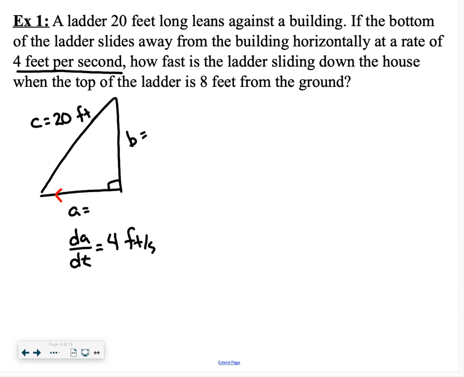Now it says, how fast is the ladder sliding down the house? So this ladder, the leg is being kicked out, so it means this top part is being slid down the house. When the top of the ladder is 8 feet from the ground, so at the instant that this leg length is 8 feet, how fast is the ladder sliding down the house? Well, that's a rate of change, right? How fast something is changing. That would be dB dt.